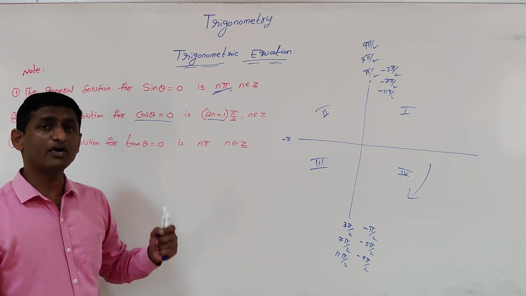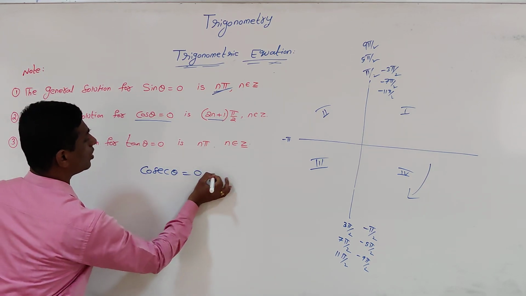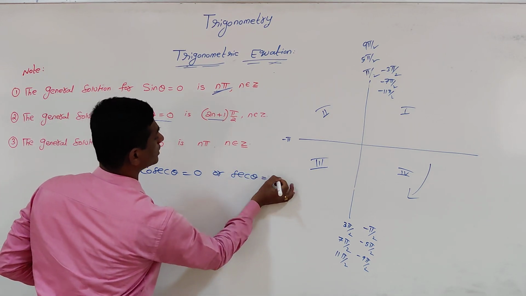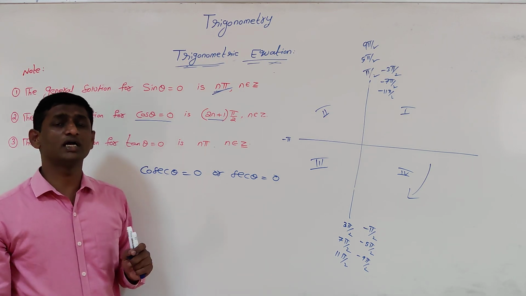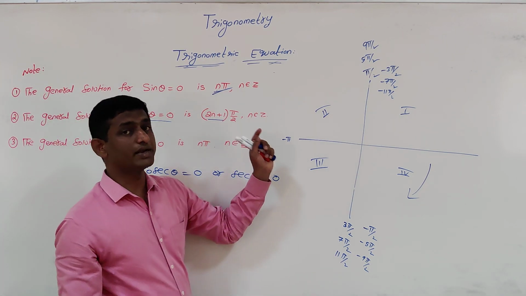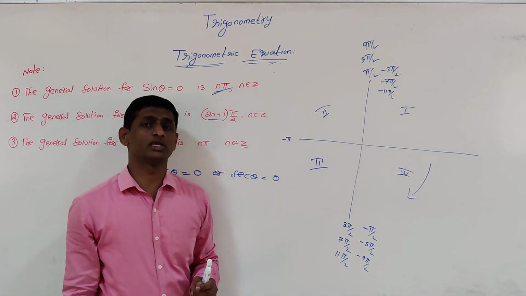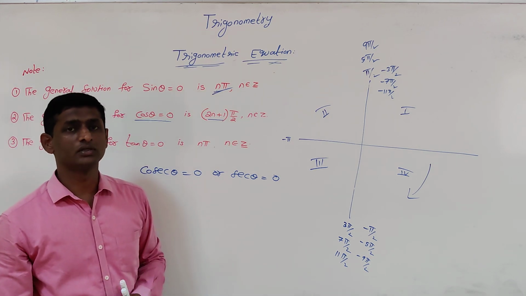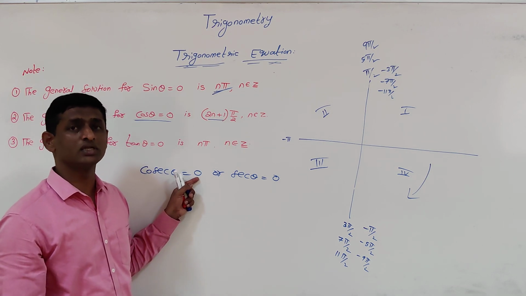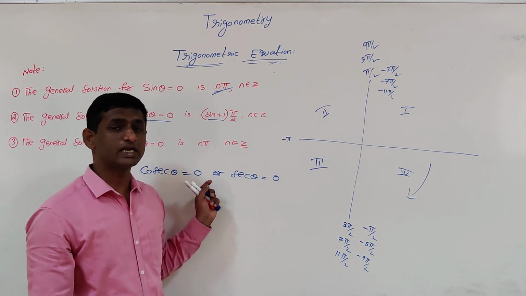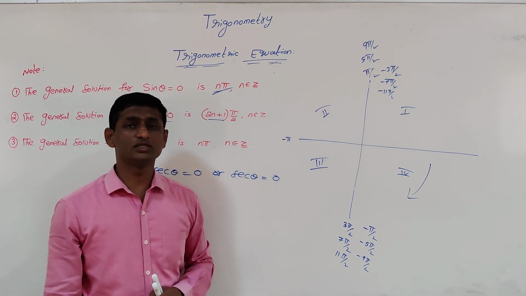And we can't have trigonometric equations like cosecant theta is equal to 0 or secant theta is equal to 0. There is no solution. Why? Because the range of secant theta or cosecant theta is from minus infinity to minus 1 union 1 to infinity, meaning there will be no values in between minus 1 to plus 1. In minus 1 to plus 1 the value 0 also exists. So this equation does not satisfy, meaning there is no solution for cosecant theta is equal to 0 or secant theta is equal to 0.